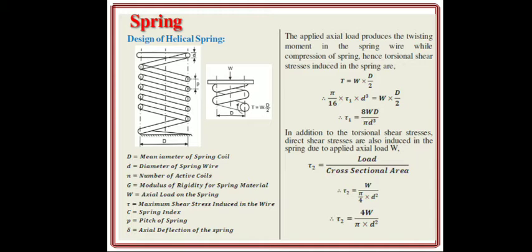In addition to the torsional shear stresses, direct shear stresses are also induced in the spring due to the applied axial load W. So tau 2 is equal to load upon cross sectional area, where tau 2 is equal to W upon pi by 4 d square, as the cross sectional area of that particular wire is pi by 4 d square. So tau 2 is equal to 4 into W divided by pi d square.